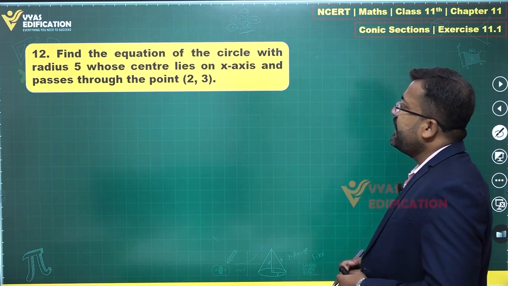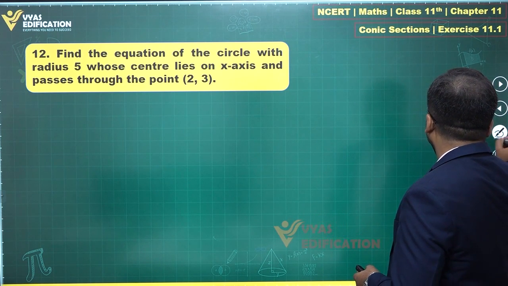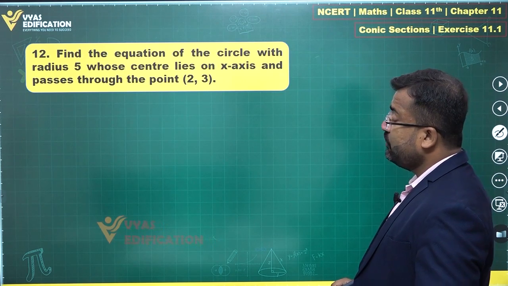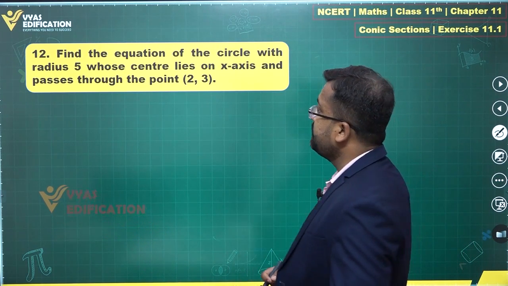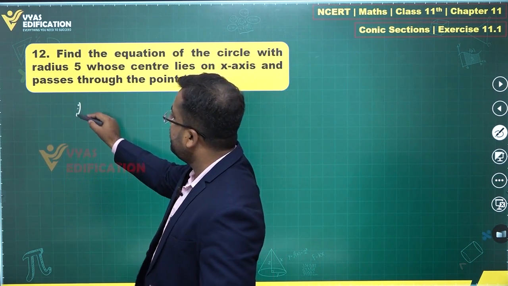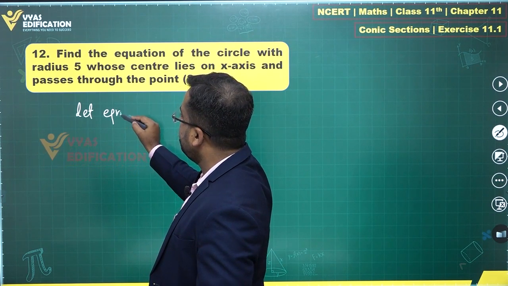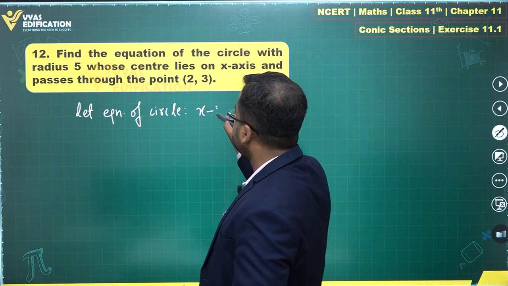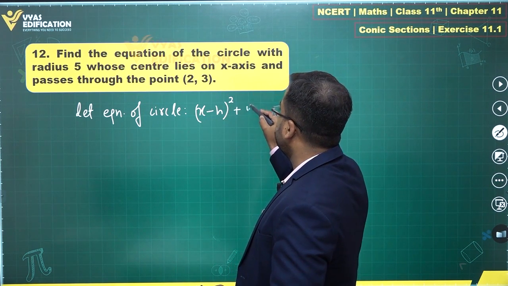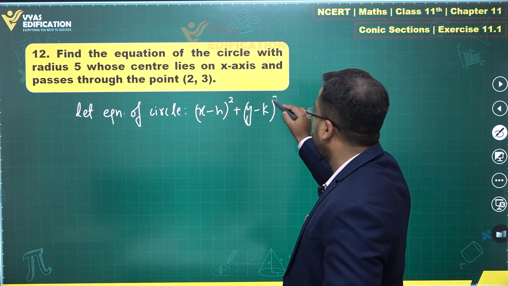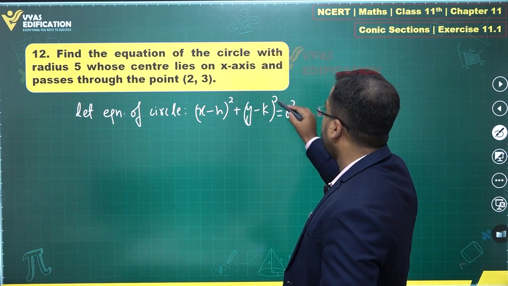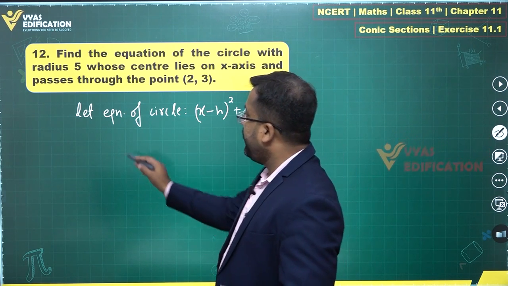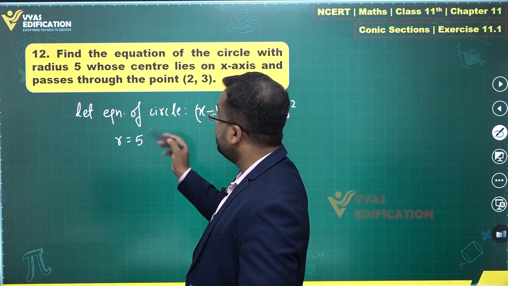The question says, find the equation of circle with the radius 5 whose center lies on x-axis and passes through the point 2, 3. Okay, let's take a look at this. So let the equation of circle be x minus h squared plus y minus k squared is equal to r squared. This is what you have. What is given over here is radius equals 5. That's the first condition which is given. Radius is given directly.